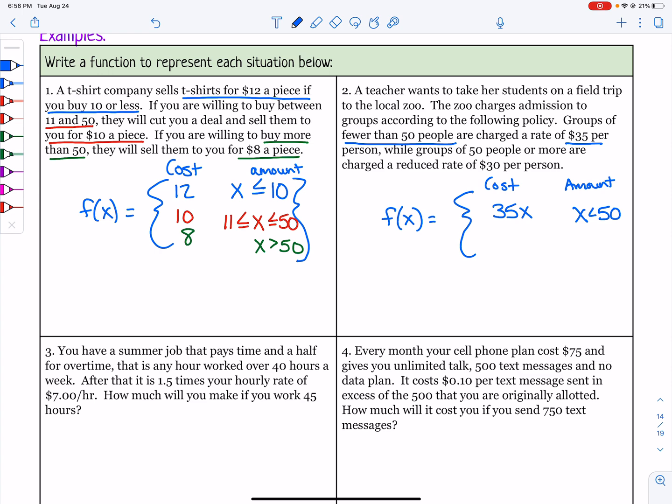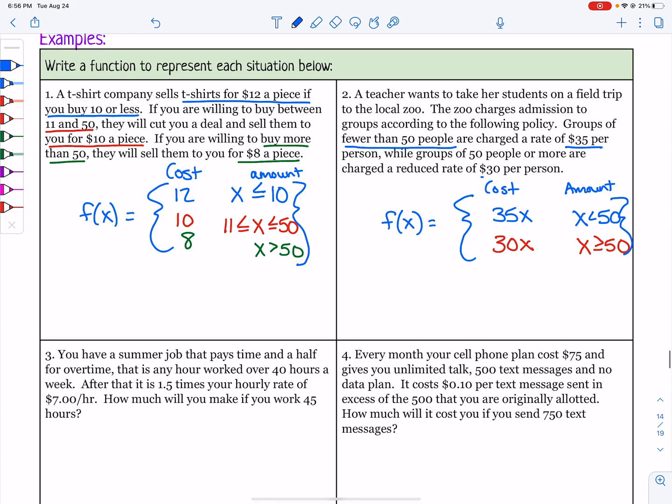Let's see. While groups of 50 people or more are charged a reduced rate of $30 per person. So that would be our next function. $30 per person. So put 30x. And that's for 50 or more. So greater than or equal to 50 would make sense with that statement. All right, so we are just practicing writing these functions, and that is all you would need to do to write them out. So that's it.